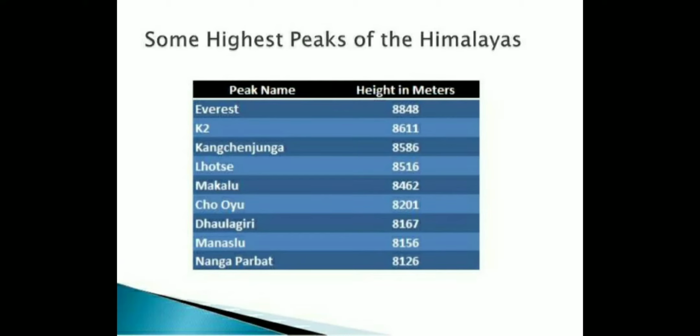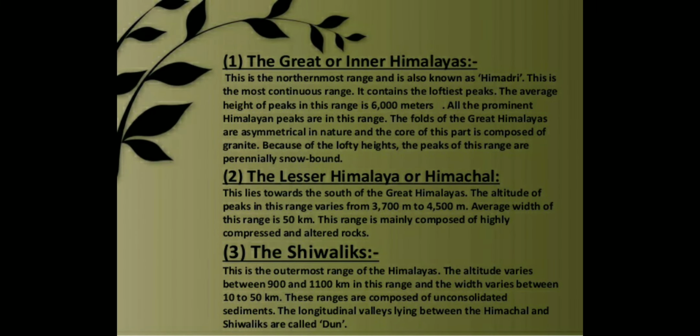Some highest peaks of the Himalayas, let us see. Everest. Then K2, Karakoram. Then Kanchenjunga. Then Lhotse. Then Makalu. Then Cho Oyu. Then Dhaulagiri. Then Manaslu. Then Nanga Parbat. Done? These are the names. Yes, sir. Everest, then K2, that is Karakoram, Kanchenjunga, Lhotse, Makalu, Cho Oyu, then Dhaulagiri, then Manaslu, and then Nanga Parbat. Done? Over? Next.